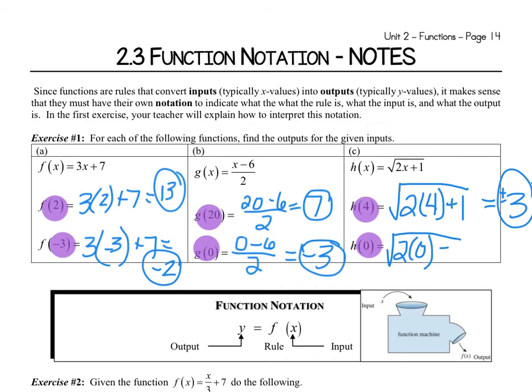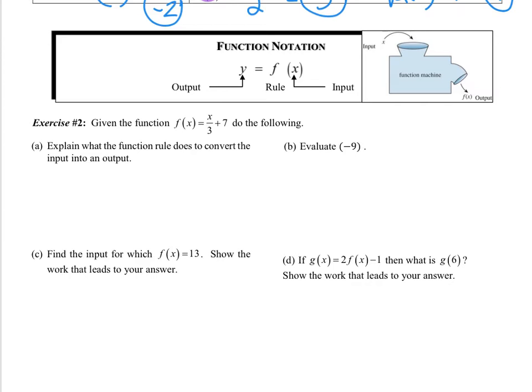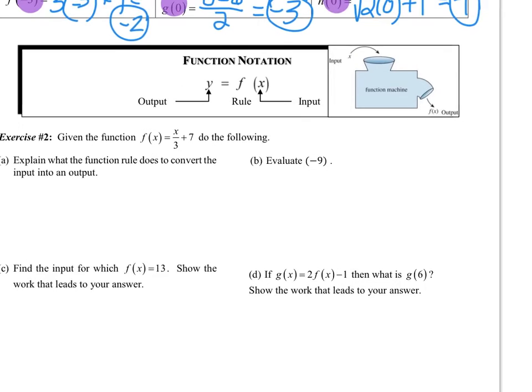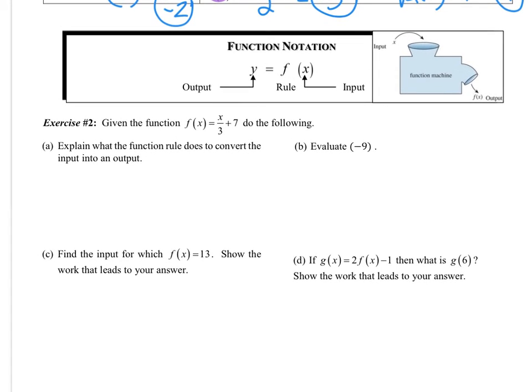So 2 times 0 is 0, plus 1, which is the square root of 1. Let's just write that as 1, or positive or negative 1. So let's recall that y and f of x are exactly the same. X is the input, but f of x is the output.